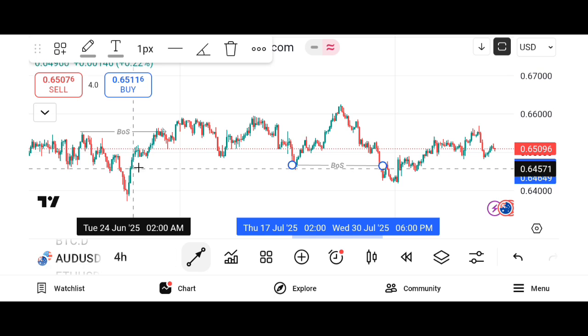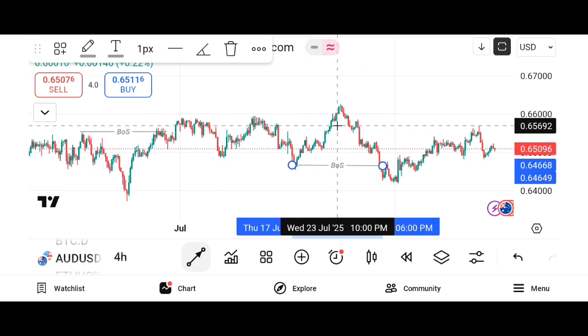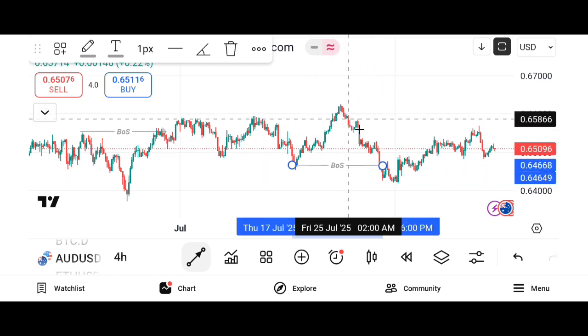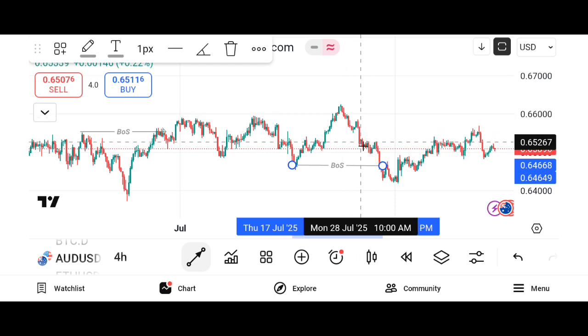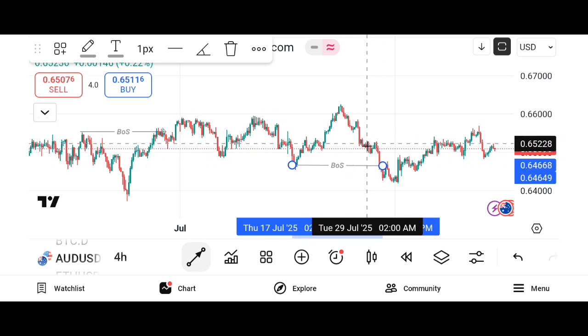Here we have the supply zone, which is the bearish supply zone. Below this break of structure, from here, below here, sellers are waiting to sell to a willing buyer.